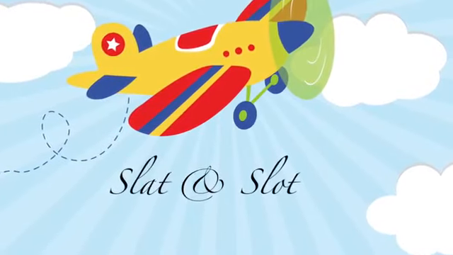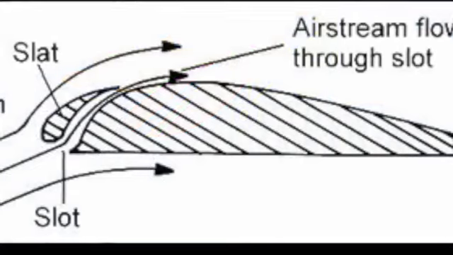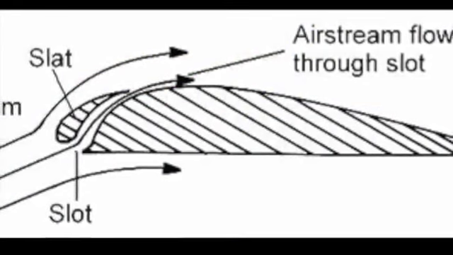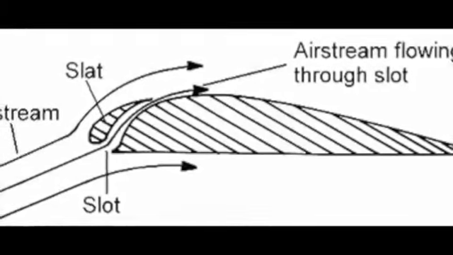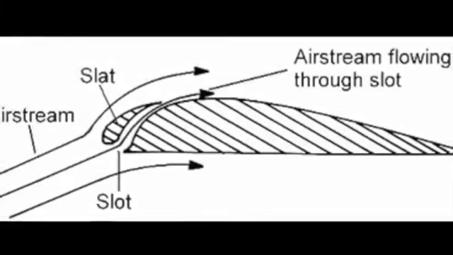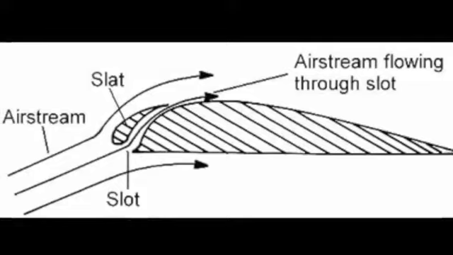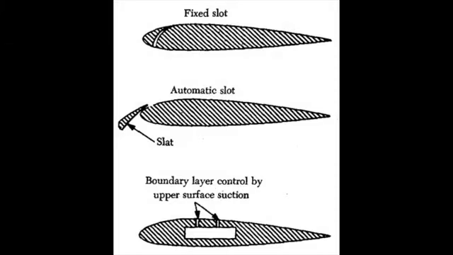Slat and slot. Slats are aerodynamic surfaces on the leading edge of the wings of fixed-wing aircraft, which when deployed allow the wing to operate at a higher angle of attack. And the slot is a fixed aerodynamic feature of the wing of some aircraft to reduce the stall speed and promote good low-speed handling qualities. Slats are heavier and more complex than slots.